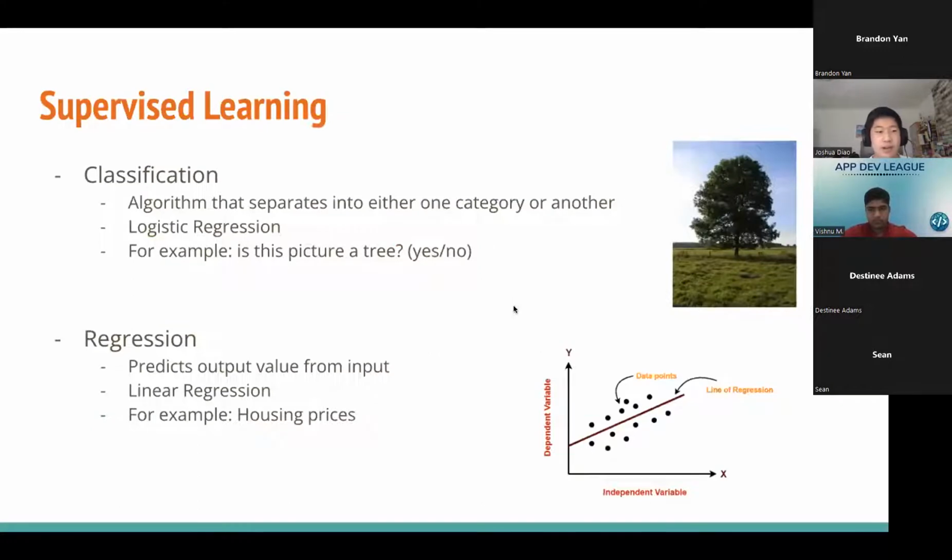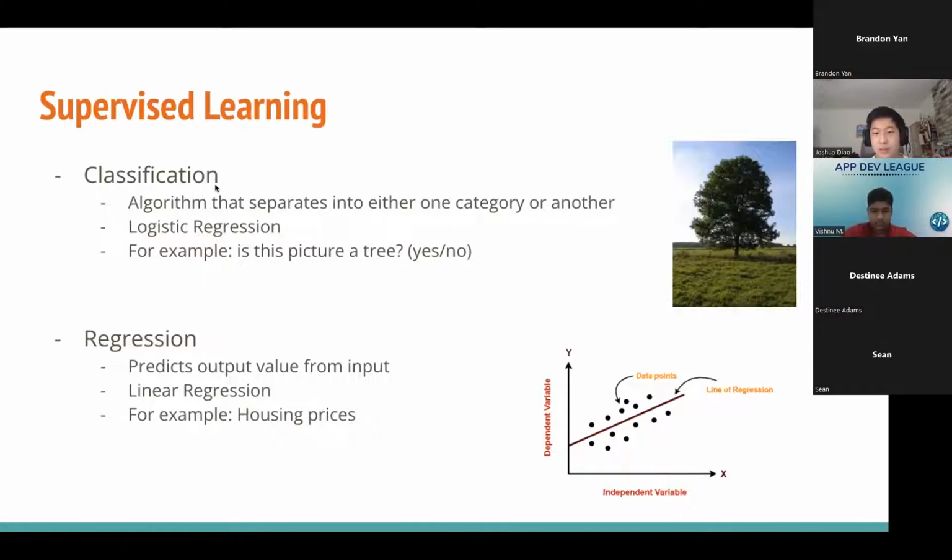I know that Vishnu discussed that there are two major types of learning, although there are also other types, but we'll only be talking about supervised learning and unsupervised learning in this workshop, since these two are probably the biggest ones. In supervised learning, there are basically two types: classification and regression. Classification is basically an algorithm that separates the data into categories.